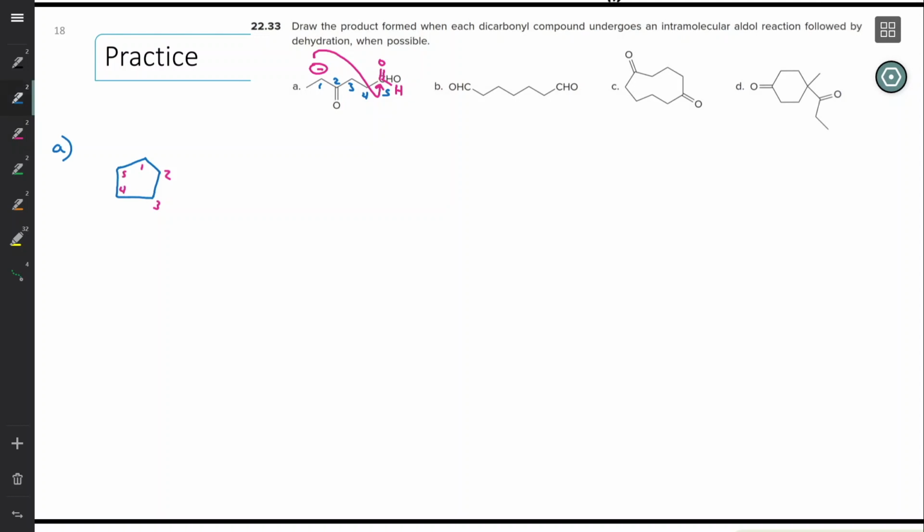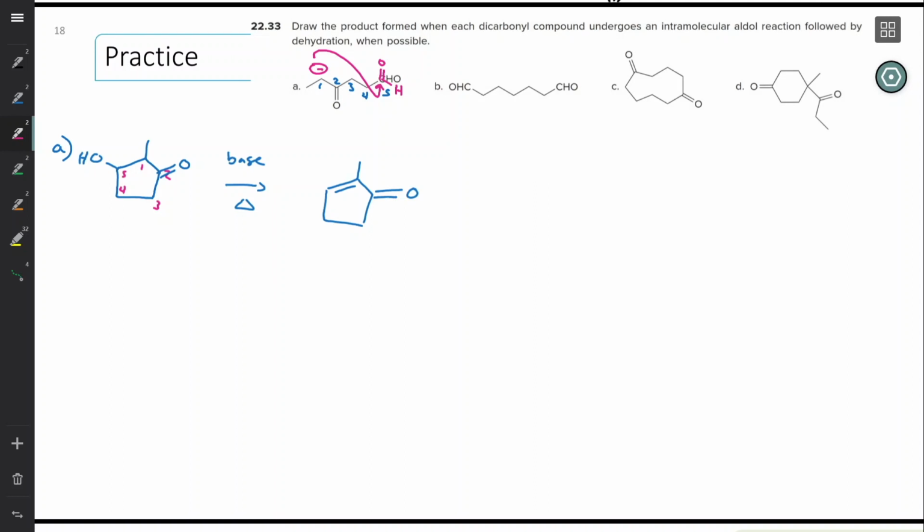Okay, so 1 had my methyl group off of it. 2, the ketone, and then 5 was my alcohol from the aldehyde. If I do dehydration, let's say base and heat, then I lose the alcohol, and that's my dehydration product.